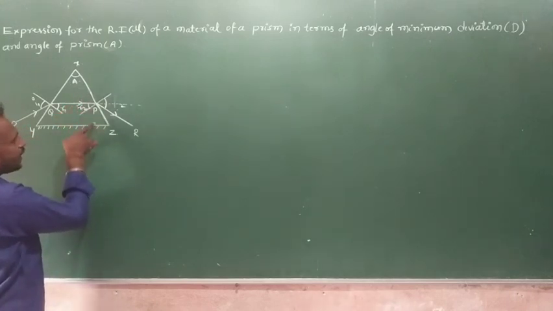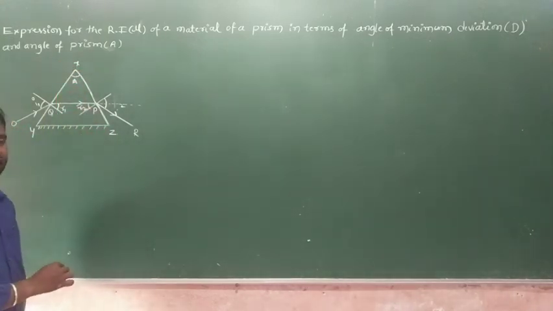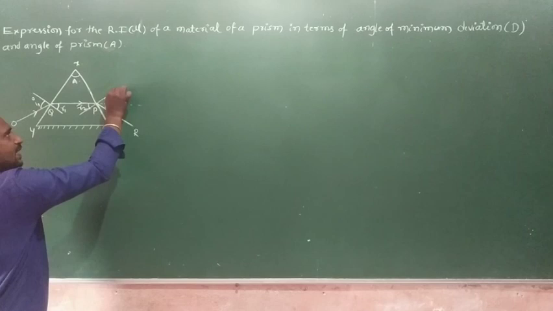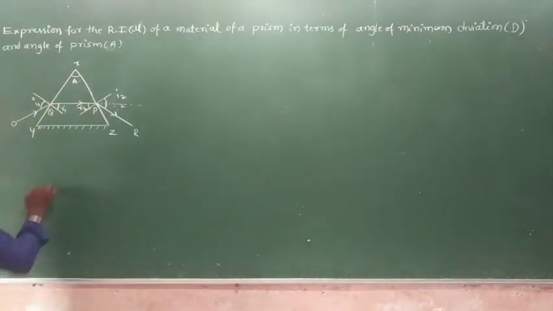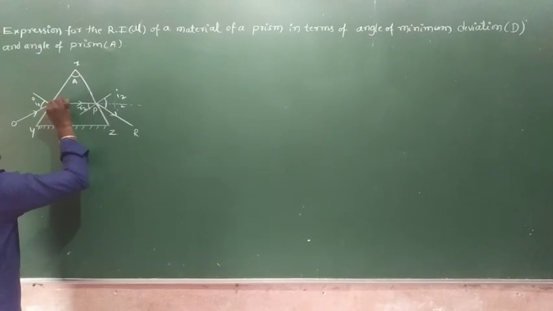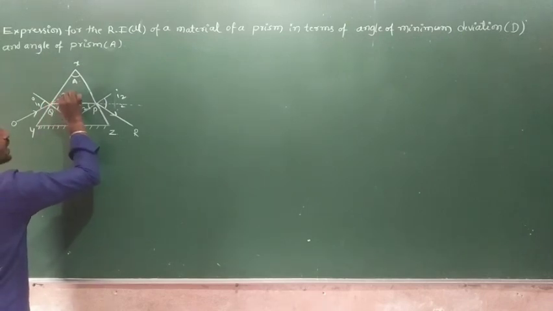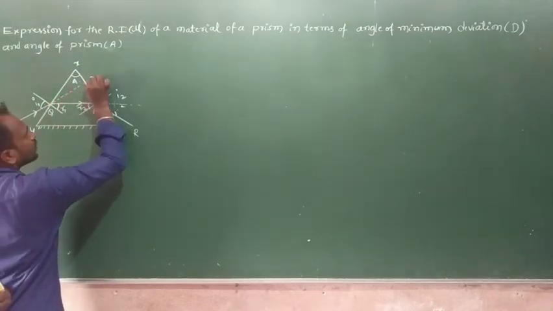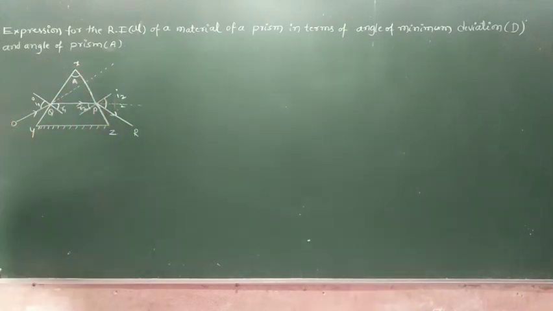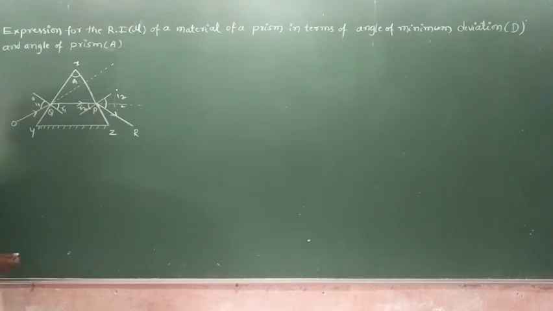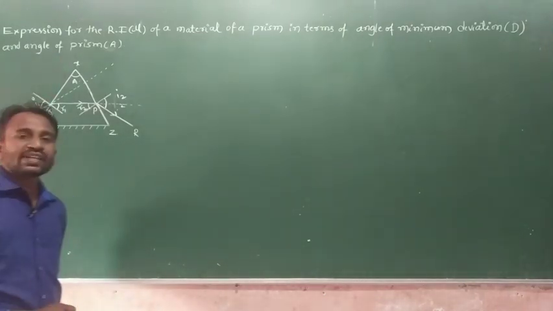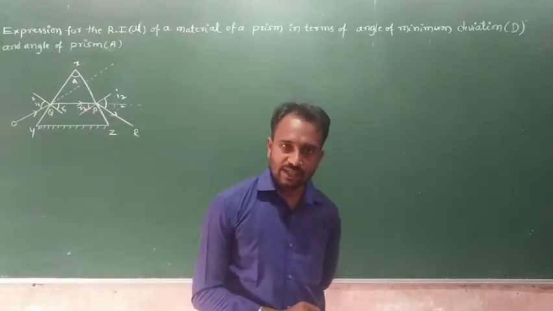Extended incident ray to this XZ surface. Okay, and here, this one is extended incident ray. So this one is extended incident ray for X surface. Why here do we consider the extended incident ray?